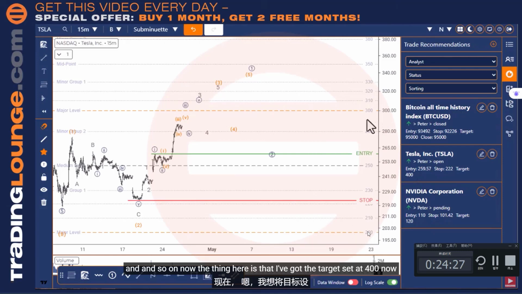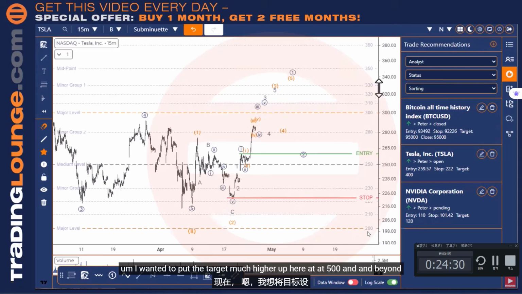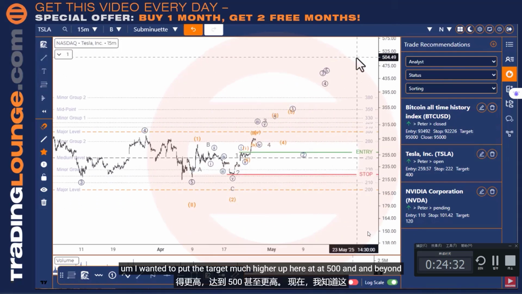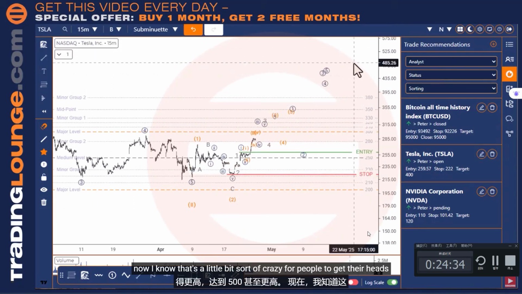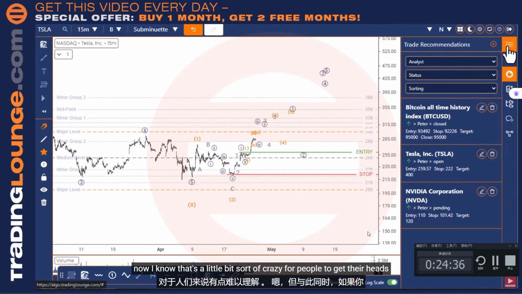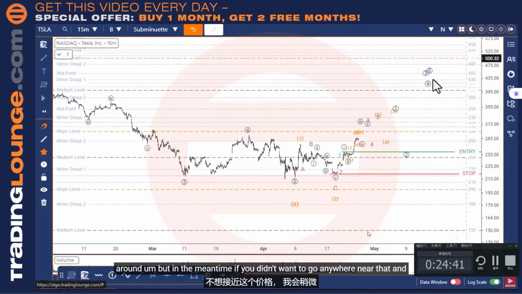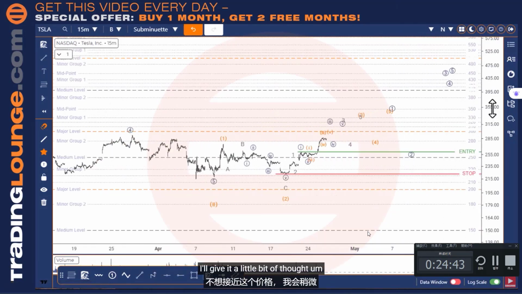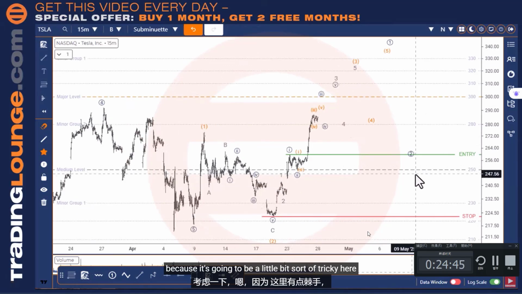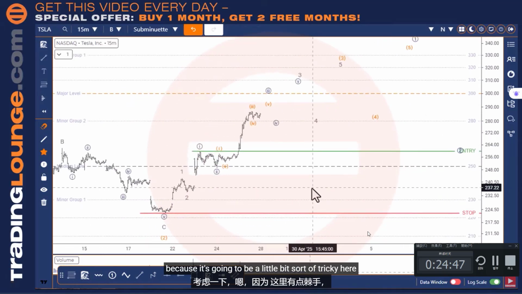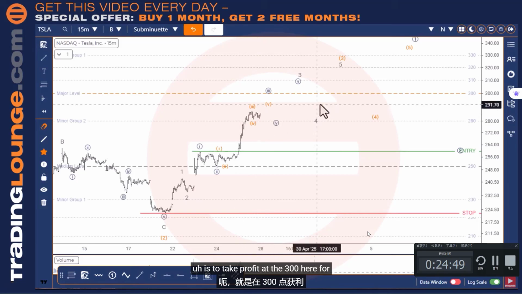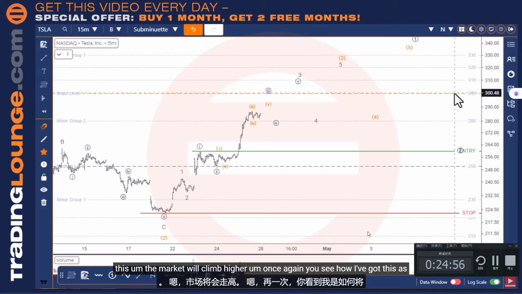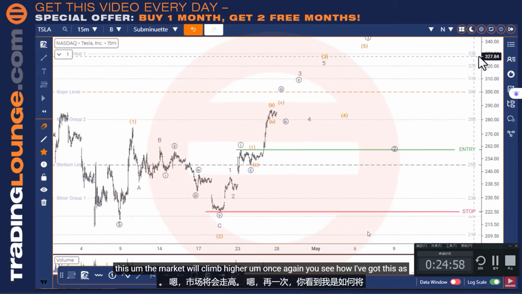Now I wanted to put the target much higher up here at 500 and beyond. Now, I know that's a little bit crazy for people to get their heads around. But in the meantime, if you didn't want to go anywhere near that, and I'll give it a little bit of thought, because it's going to be a little bit tricky here, is to take profit at the 300 here for this. The market will climb higher.